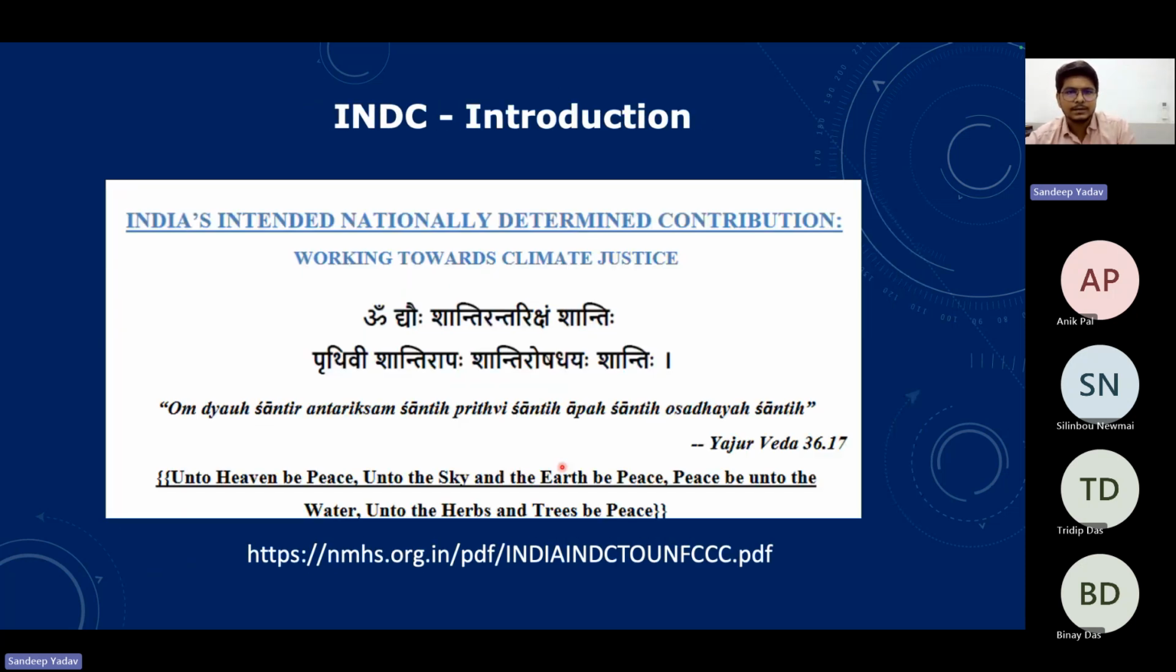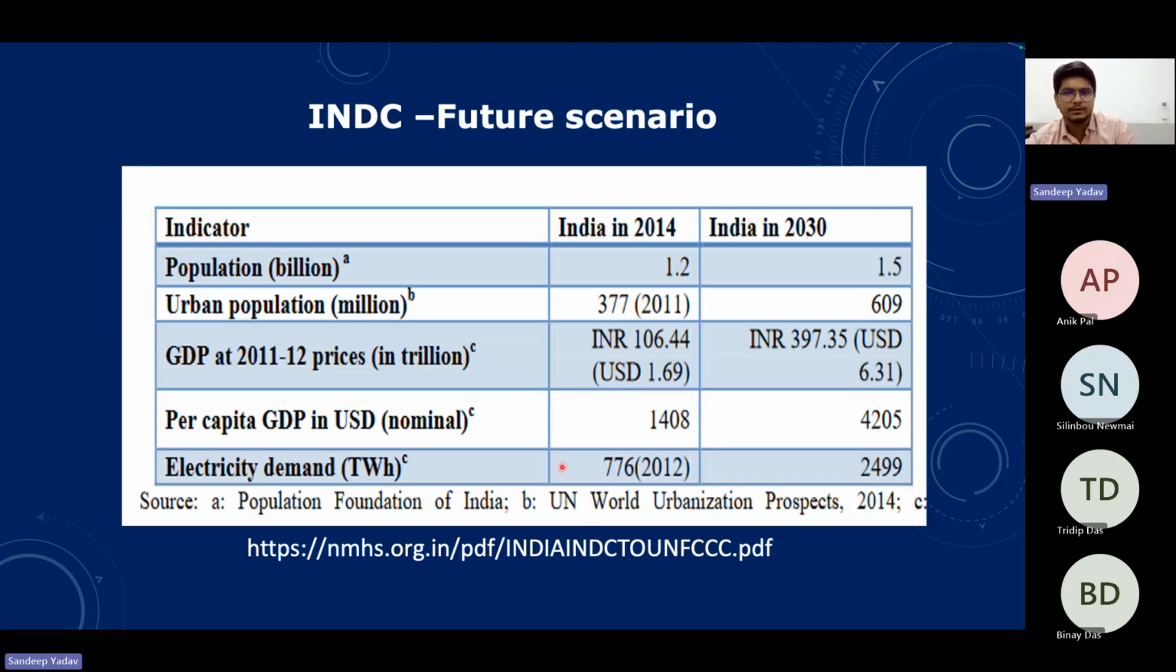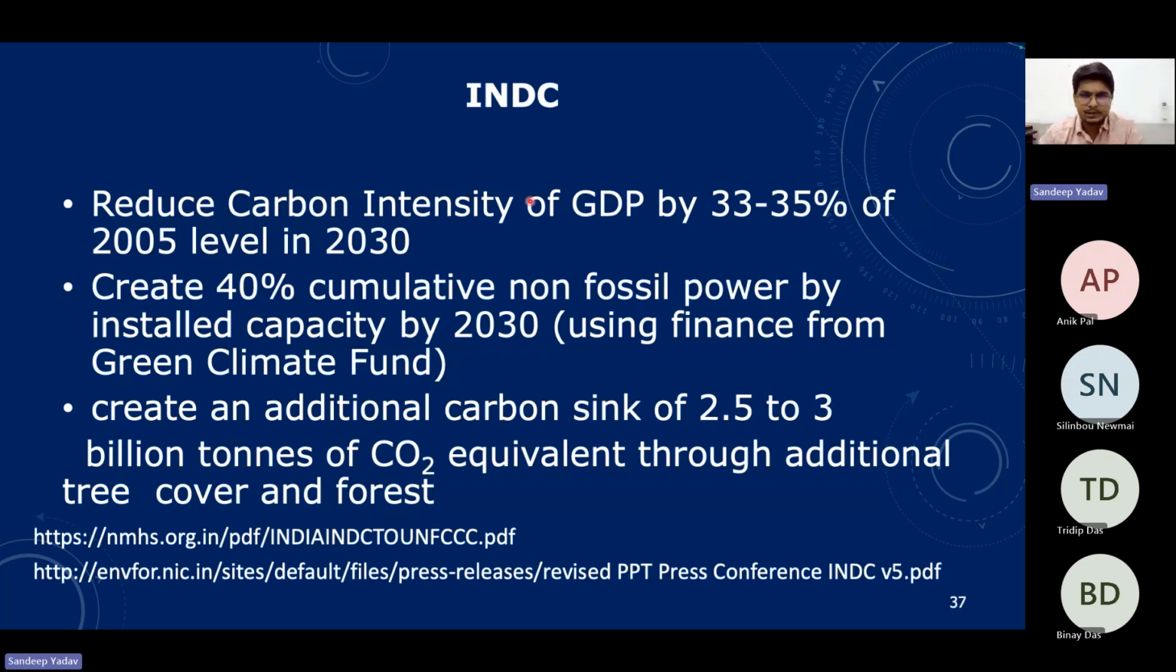So this is the INDC, India's stand in the IPCC. They have committed to reduce the carbon intensity of GDP by 33 to 35% of the 2005 level up to 2030, and to create 40% of the cumulative non-fossil fuel power installed capacity by 2030 using finance from the Green Climate Fund. These are the commitments made by India, along with creating an additional carbon sink of 2.5 to 3 billion tons of CO2 equivalent through additional tree cover in the forest.